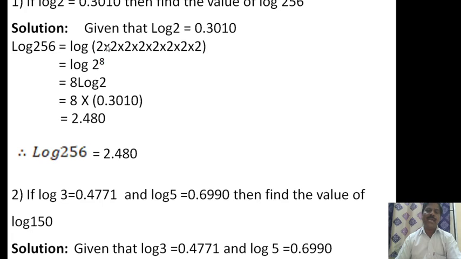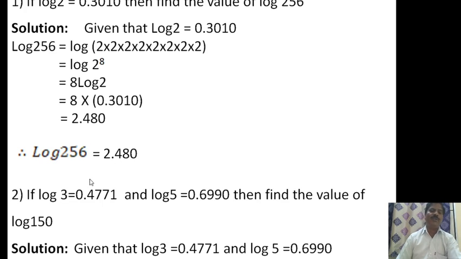Otherwise we can simplify this: these 8 numbers give log of 2 to the power of 8. Then follow another property, log of m to the power of k is k into log m. Therefore it is 8 log 2. Substituting the value of log 2 and multiplying, you get 2.408. Therefore log of 256 is 2.408.